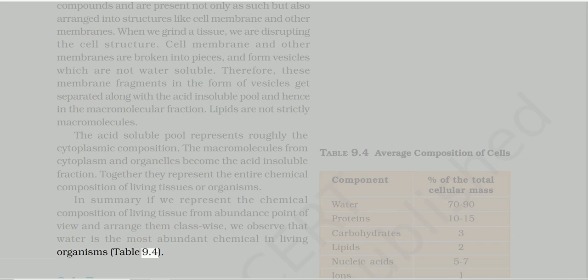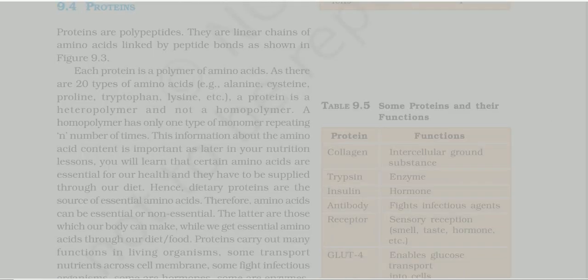9.4 Proteins. Proteins are polypeptides. They are linear chains of amino acids linked by peptide bonds as shown in figure 9.3. Each protein is a polymer of amino acids. As there are 20 types of amino acids, e.g., alanine, cysteine, proline, tryptophan, lysine, etc., a protein is a heteropolymer and not a homopolymer. A homopolymer has only one type of monomer repeating n number of times.